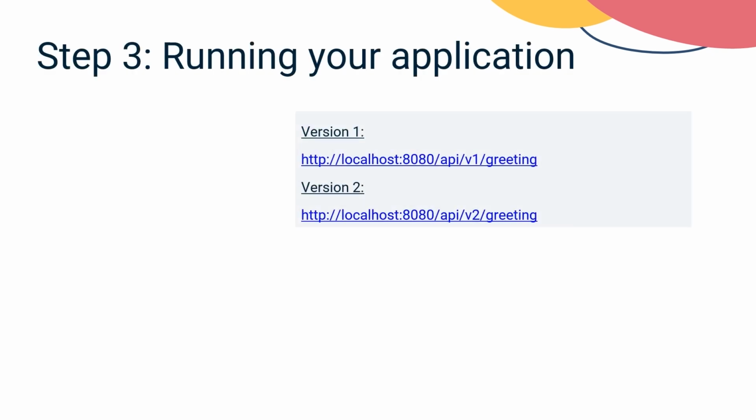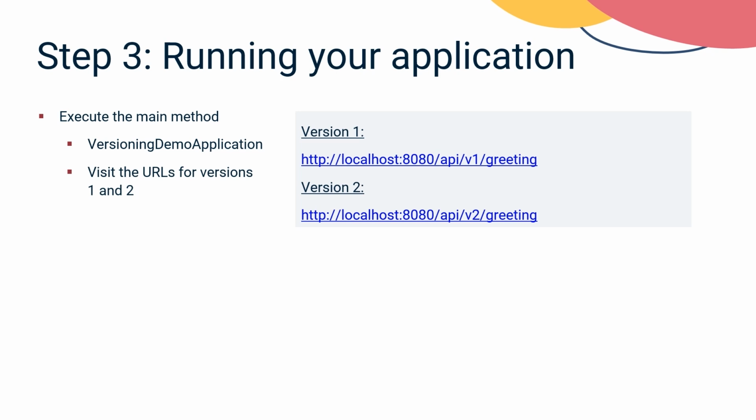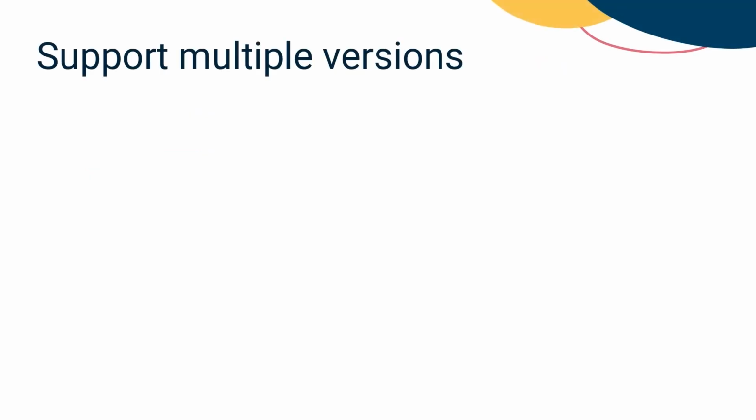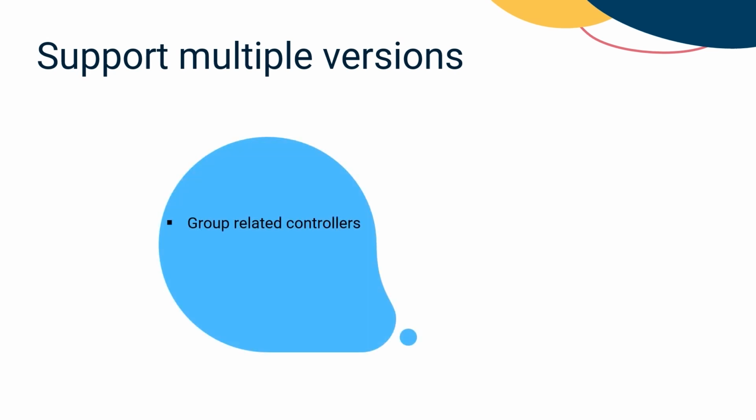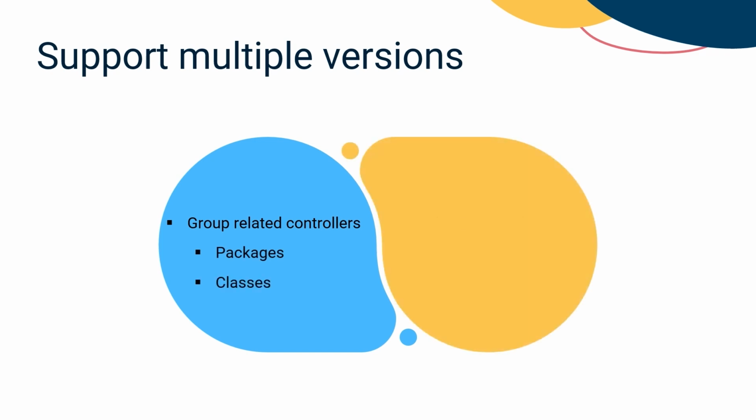The next step is running your application. You can do this by executing the main method in your main application class, typically named VersioningDemoApplication. Once the application runs, visit the URLs for versions 1 and 2. As your API grows, you may need to support multiple versions simultaneously. To keep things organized, group related controllers into separate packages or classes for each version. This approach helps keep the code clean and easy to manage.